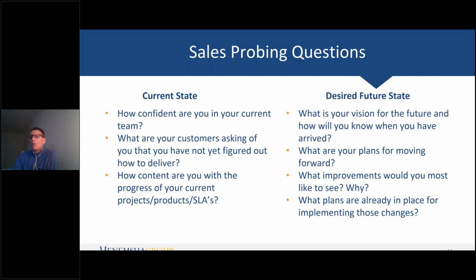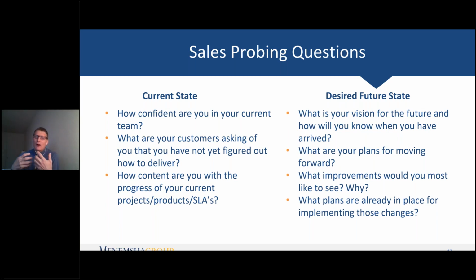So the question now becomes, well, what are some of the probing questions we should be asking our customer to identify their current state and their desired future state? So these are just some examples. There's plenty of others that you could be asking, but notice that these questions are all open-ended, and designed to give you as a sales professional insight about your customers and what they're thinking and how they're feeling.